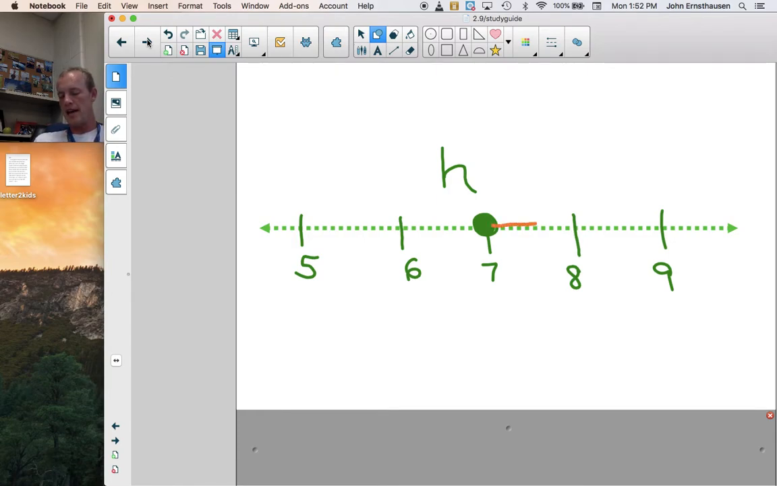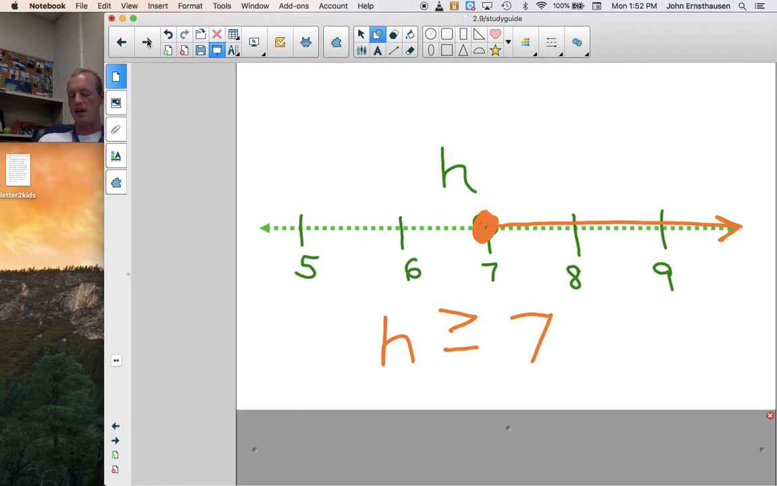If I draw an arrow and it says H and I'm going to write down the 7, if I wanted to write an inequality from this number line here, I would write H is greater than or equal to 7. Why would I write that? Because it is shaded in right here, that means that H could be 7. Why could it be other numbers, 8, 9, and so forth? Because the arrow is going to the right.